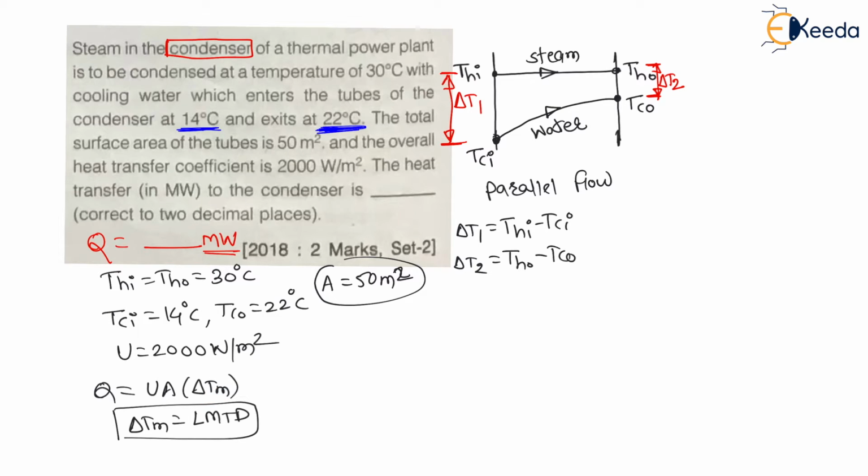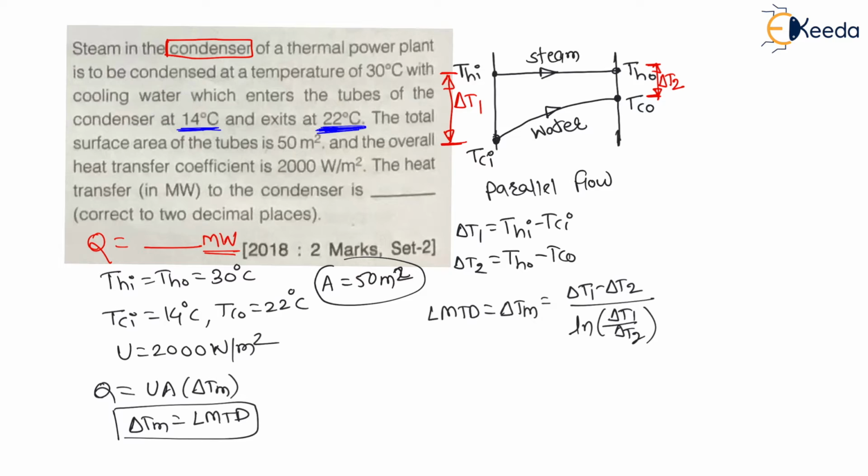And my dear students, this LMTD, logarithmic mean temperature difference, which is also called delta Tm, is nothing but delta T1 minus delta T2 divided by ln of delta T1 divided by delta T2. Right? This is a formula. That formula we have derived in theory lectures. Right. Now, my dear students, delta T1 is nothing but Thi minus Tci.